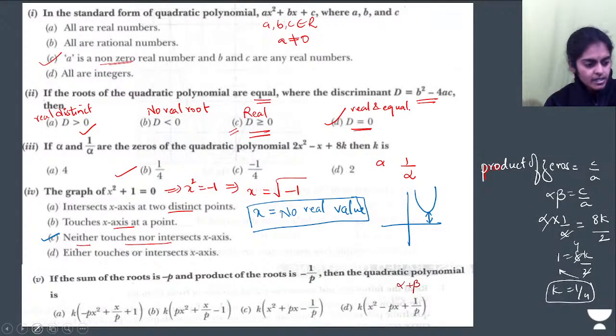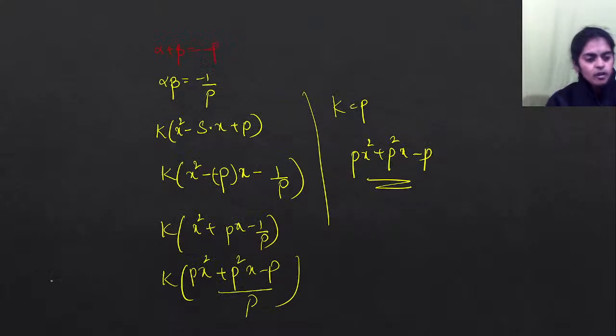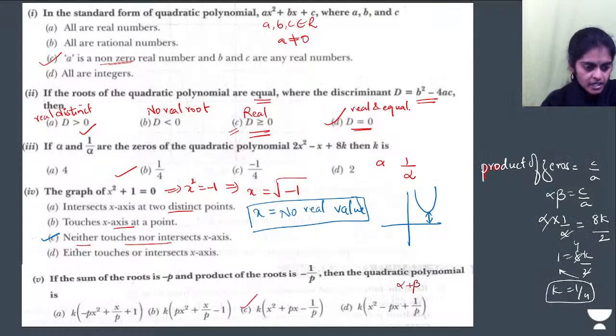लेकिन यहाँ पे they did not ask you, they are asking you the option with k. So ये वाला option they are asking. So k times x square plus px minus 1 by p. So option C is the correct one. Let me know if you have any doubts in this. Any doubts in this?